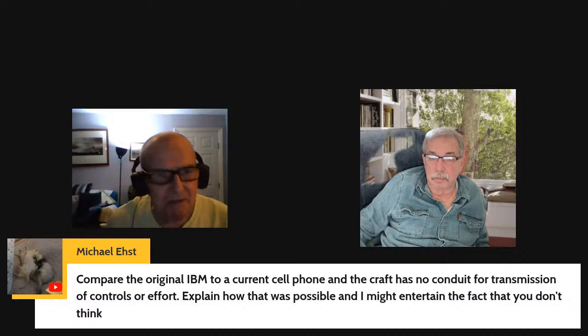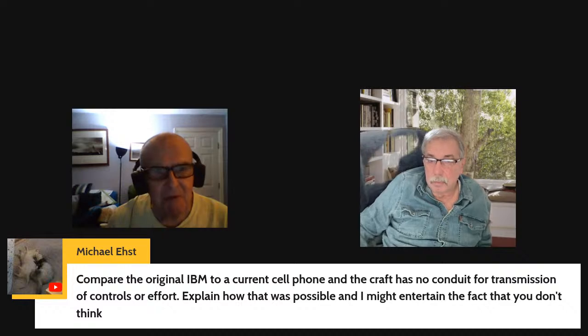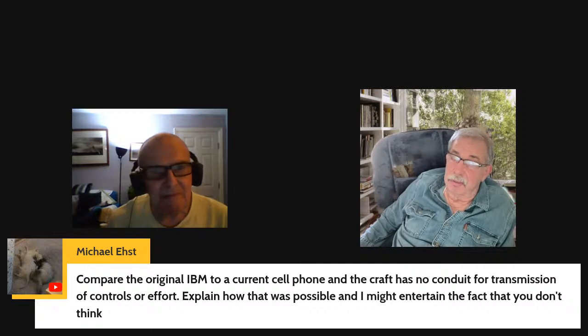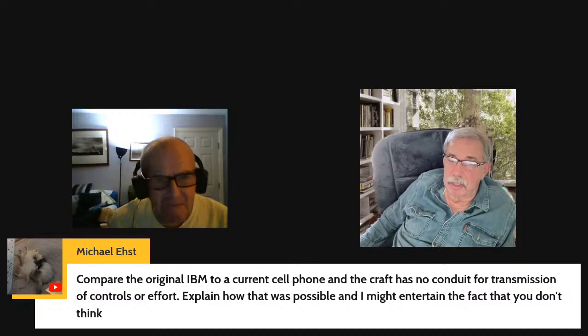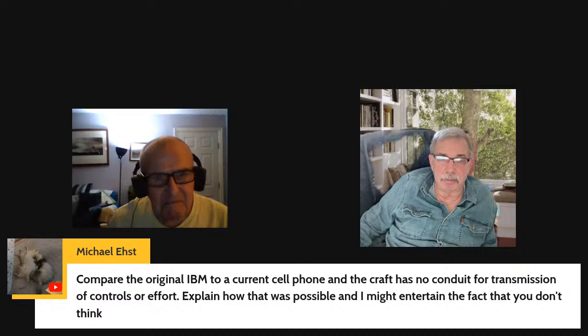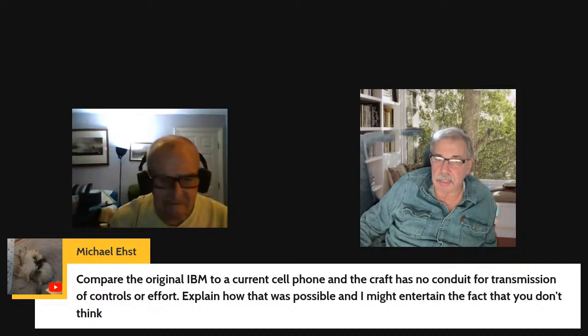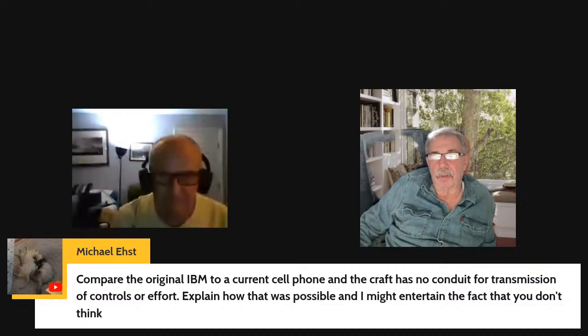There's a question here for you. Compare the original IBM to a current cell phone, and the craft has no conduit for transmission of controls or effort. Explain how that was possible, and I might entertain the fact that you don't think. I don't really know what that is exactly, the IBM to a current cell phone, and the craft that has no conduit for transmission of controls or effort. I guess he's looked at this, he's familiar with this technology, and he thinks he sees something in it that suggests a way for UFOs to work.